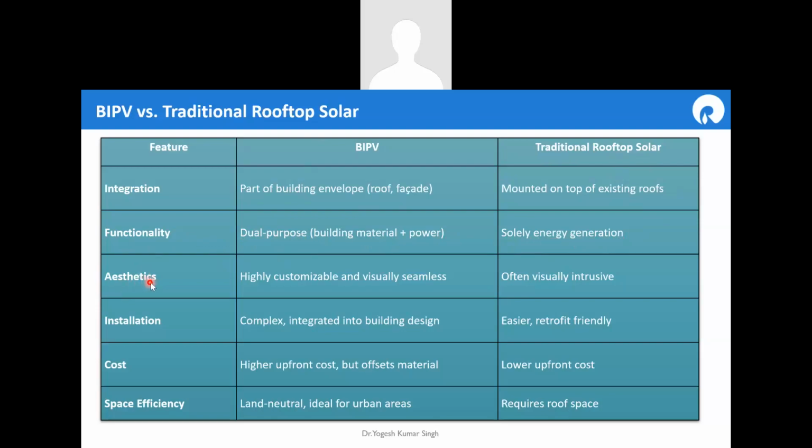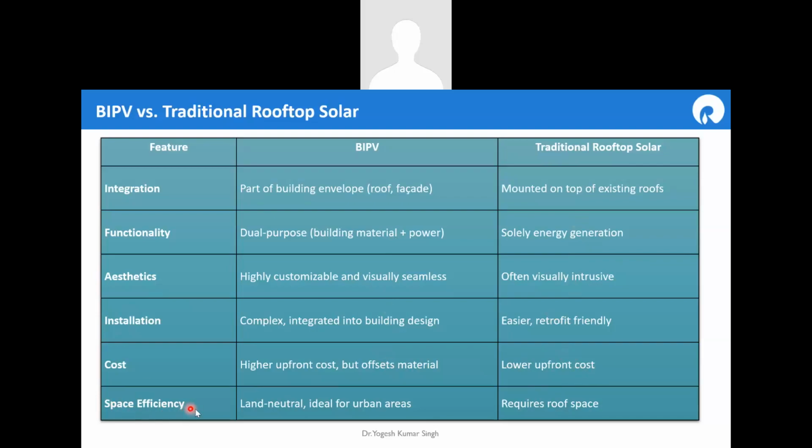If you're talking about aesthetics, BIPV is highly customized and visually seamless, whereas a rooftop system is generally something nobody can see. So this is also a very important part. On installation, BIPV is complex and integrated into the building design. But the rooftop system is easier and retrofit friendly. There is some complexity in the installation of the BIPV system. On cost, BIPV has a higher upfront cost but offsets material cost. And the traditional rooftop has a lower upfront cost.